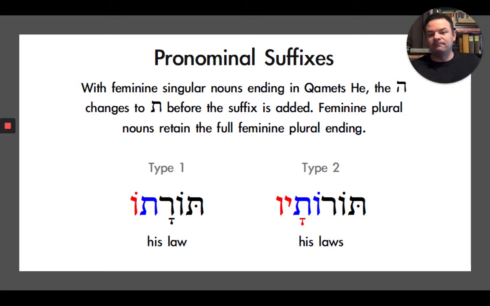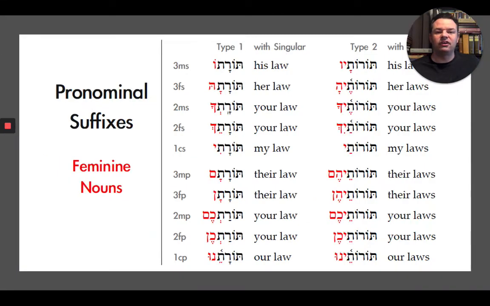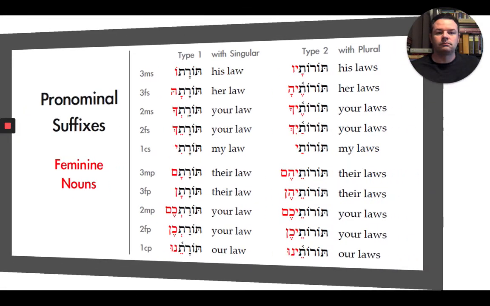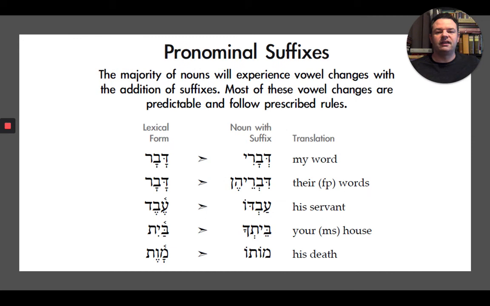So if you wanted to say his law, you'd say Torato. If you wanted to say his laws, you'd say Torotav. Right? So Torotav. You've still got the feminine plural ending there. So the feminine plurals with the type 2 suffixes should be even easier than the masculine because the mem drops off in the masculine. Here you've still got the ot appearing. Again, you've got the ot appearing for the type 2.